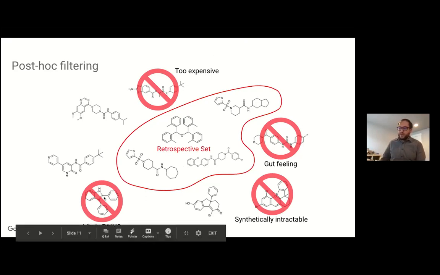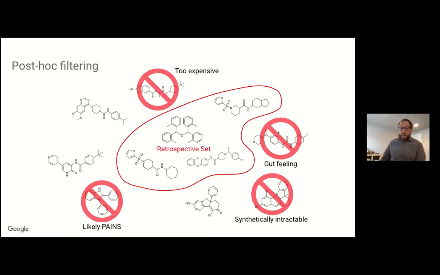So maybe some compounds are too expensive or likely to interfere with the assay. Perhaps that particular chemist that was making those choices had a gut feeling and decided that that molecule should not be pursued. And then what we ended up with for our retrospective validation is this limited set of compounds here.